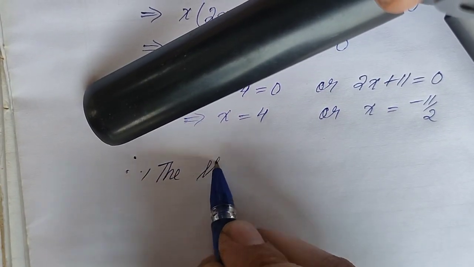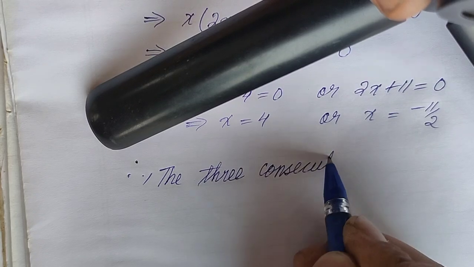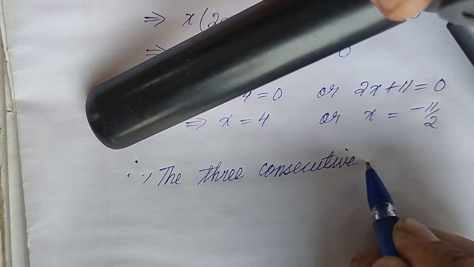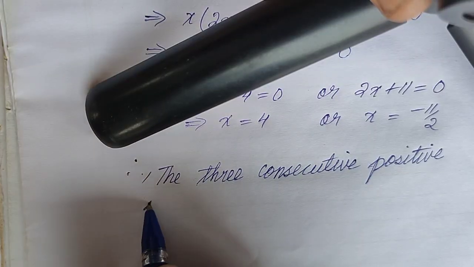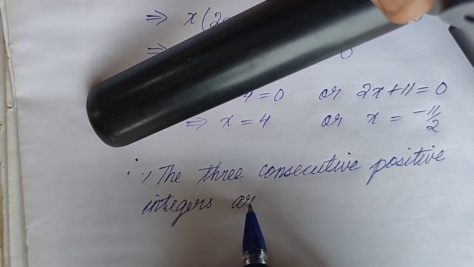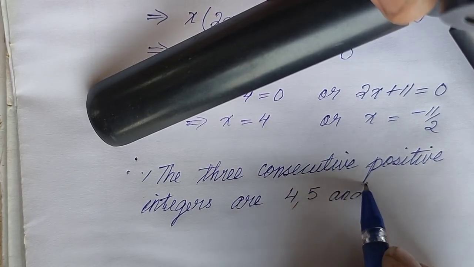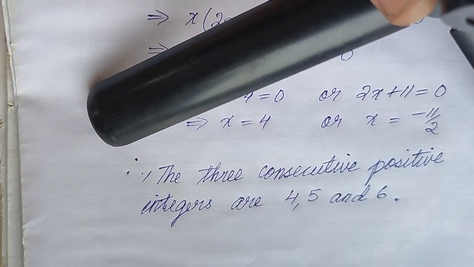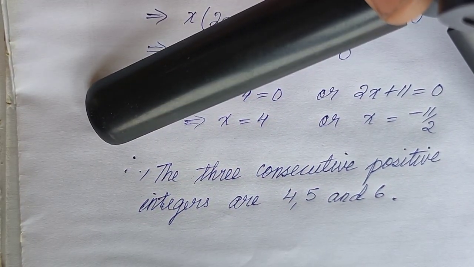Therefore the 3 consecutive positive integers are 4, 4 plus 1 is 5, 4 plus 2 is 6: 4, 5 and 6 are the integers.